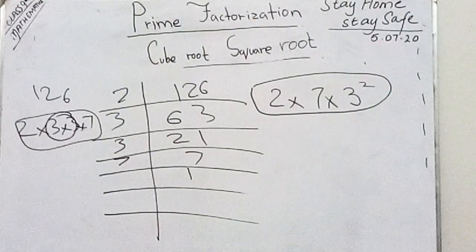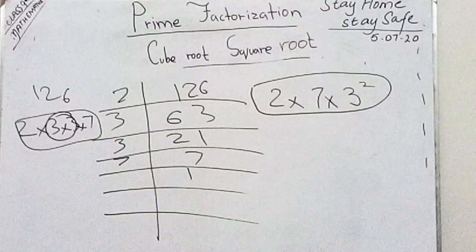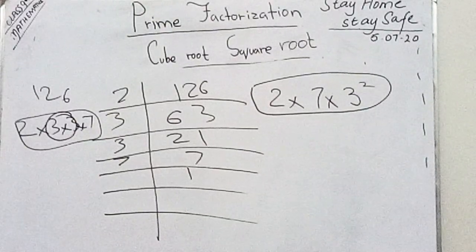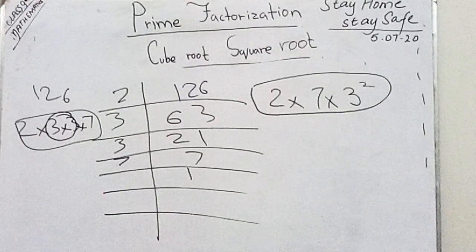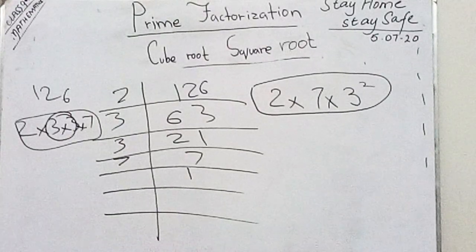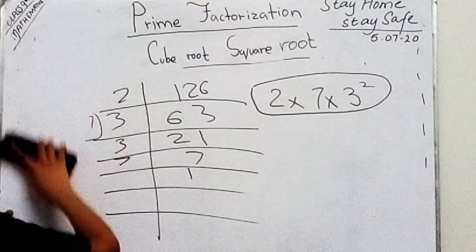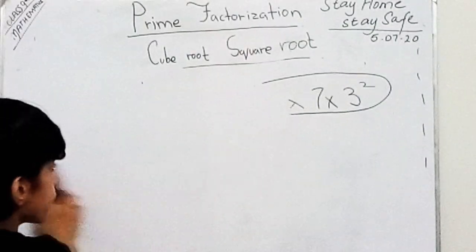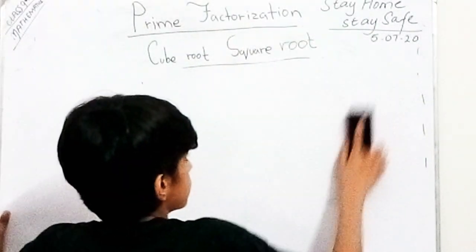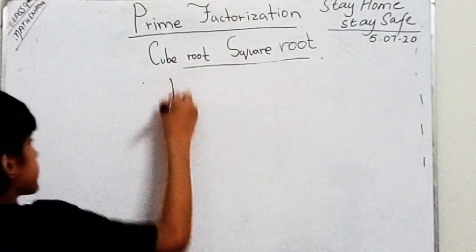Express 539 as a product of its prime factors. Now we have to express 539 as prime factors. It's just the same, but in this question we don't have to do any index notation. So I hope you are understanding. Let's begin. 539.